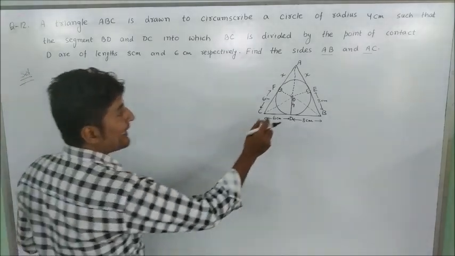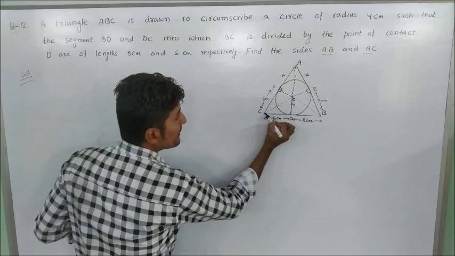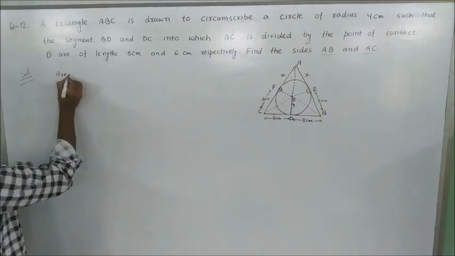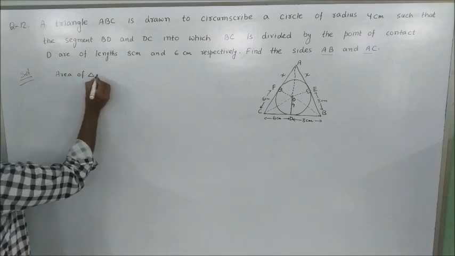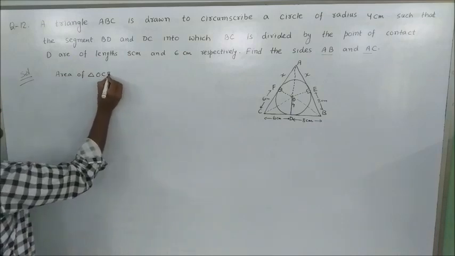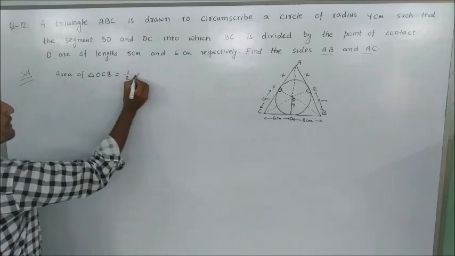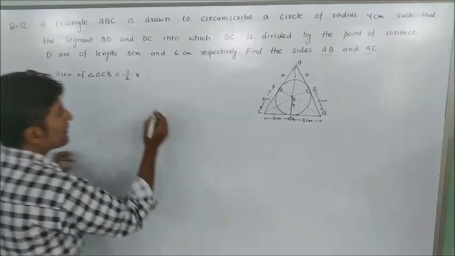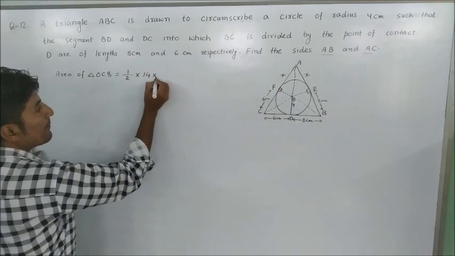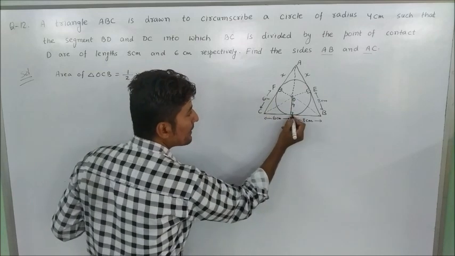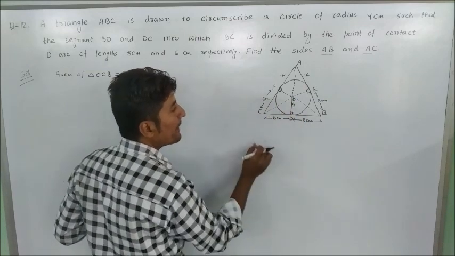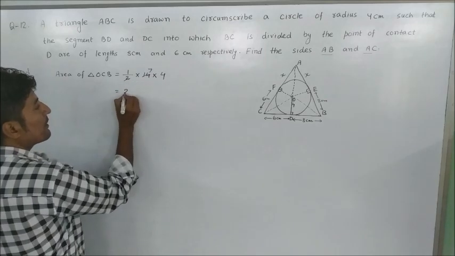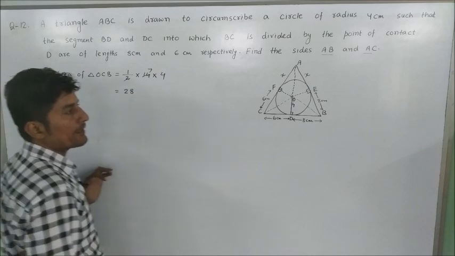Now we will find the area of triangle OCB. So here first of all we are going to find the area of triangle OCB, which is equal to 1 upon 2 into base. We can write here, the base is BC, means 8 plus 6, that will be equal to 14, multiplied by the corresponding height. This is the corresponding height of this base. So we can write here 4. It will be equal to 28 centimeters square.